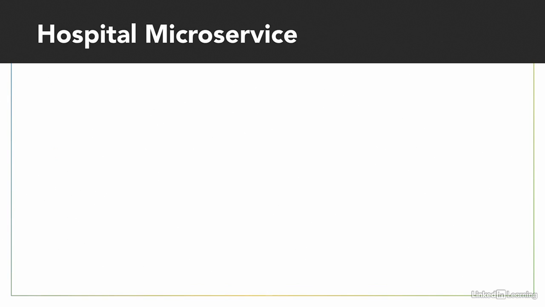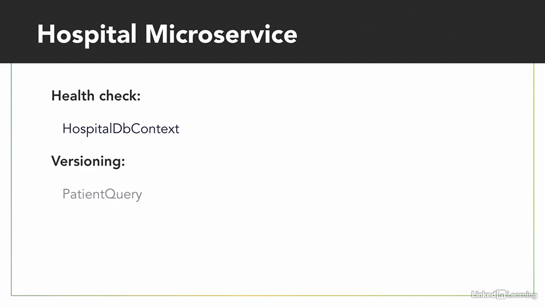All the cross-cutting concerns are going to be implemented in the hospital microservice. First, we're going to add a health check for the hospital DB context. This will complement the existing custom health check that verifies the connectivity to Azure Cosmos DB. Second, we're going to add another version of patient query. This second version should return a different query result than the previous one. Third, we're going to send to the log the message received when transferring a pet to the hospital. When you're done, join me in the next video and I'll walk you through how I approach this.